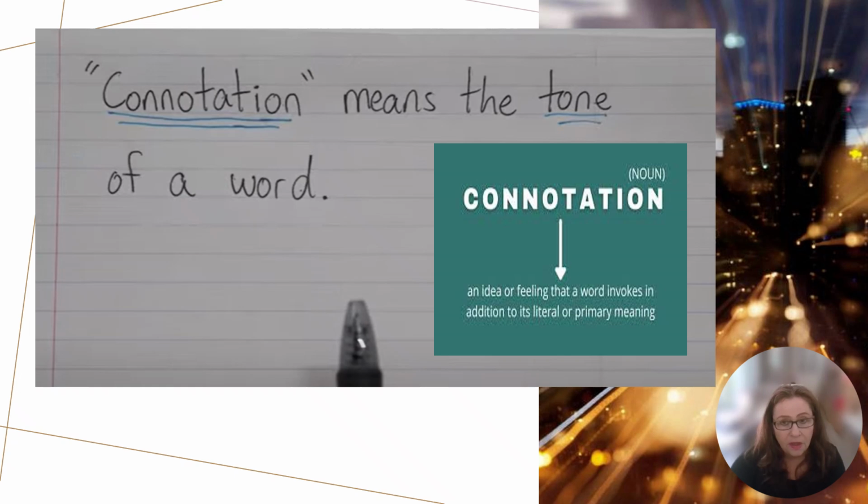Connotation refers to a word's tone, a word's energy, and those can be both positive or negative potentially. So what I'm going to do now is give you some words that have the same denotation, the same dictionary definition, but different connotations, different tones. And it'll be up to you to decide which of those words has a more positive connotation and which words have a more negative connotation. Connotation means the tone of a word.